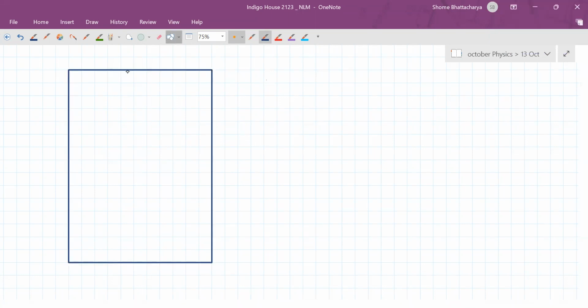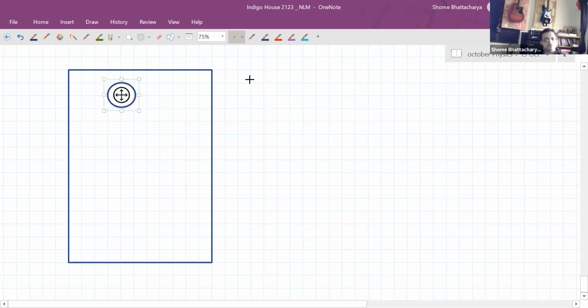Sir, can you explain again the previous one that you just did? Yeah, this diagram will make it clear. The one I'm making now.